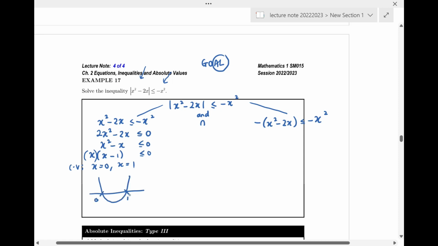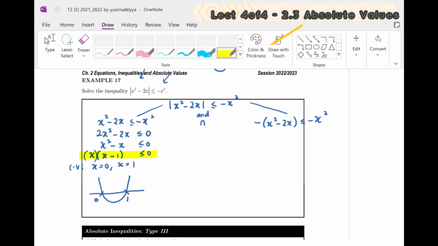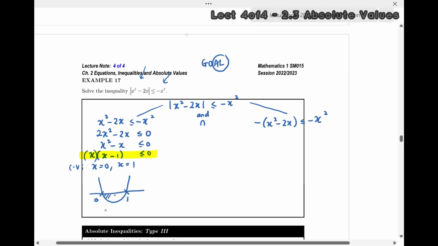0 and 1. As usual, highlight the last one, which is less than. So we need to take the one below the line. Below the line is this one here. So the answer for the first inequality is between 0 and 1. Remember, we still need to combine these answers, okay?